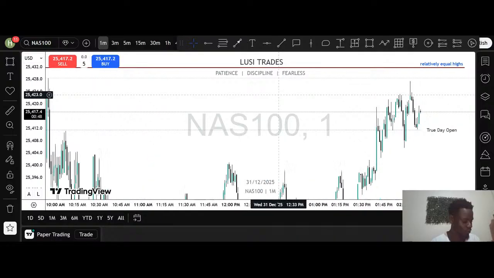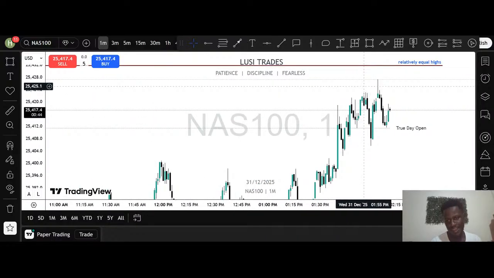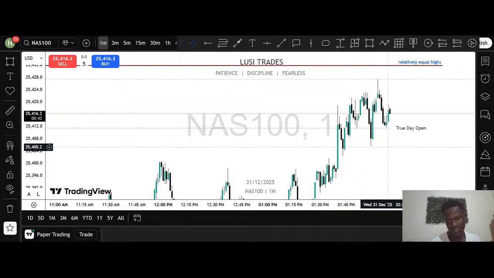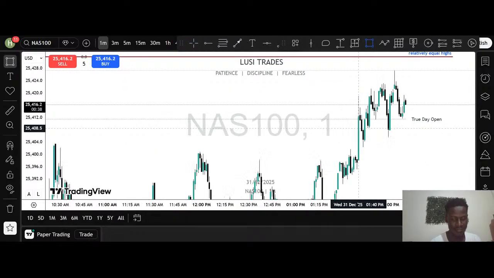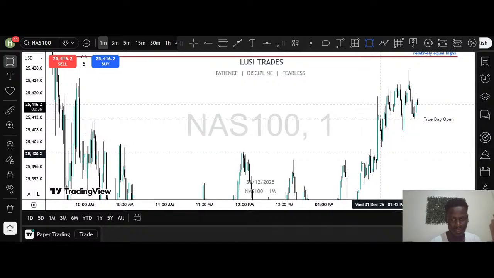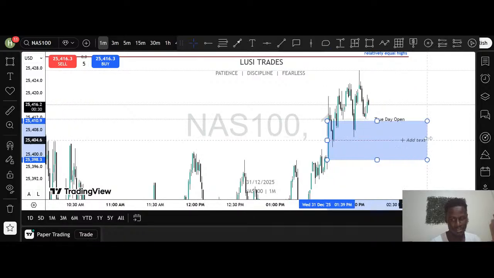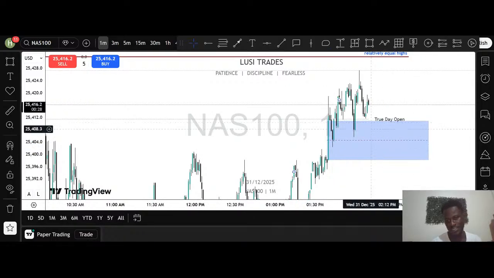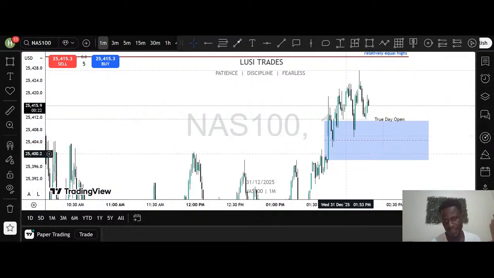That's what we are waiting for, because right now price is doing this, and what I'm interested in is this BC. Right now it's still holding price from going higher. So I'm interested to see how price will react to this.